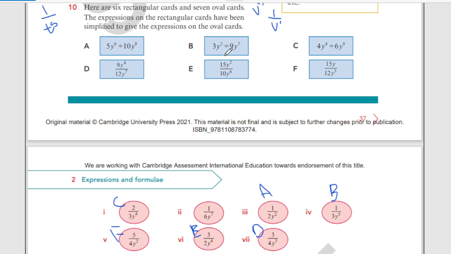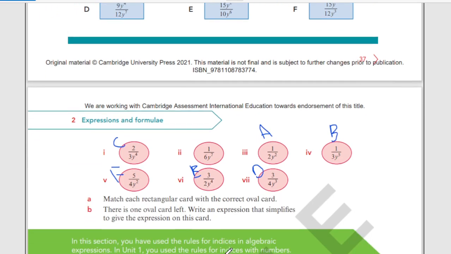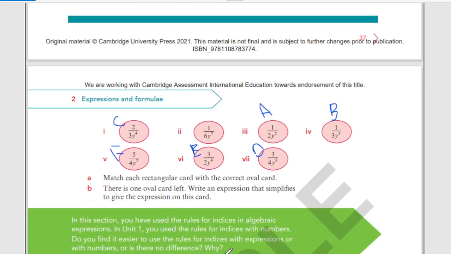Now we'll move to the questions. What are they saying in the question? They are saying match each rectangle card with the correct oval card. We already did that. There is one oval card left. Write an expression that simplifies to give the expression on this card. This is left, so we can form an expression like this. It's up to you. You can give any expression to solve this.